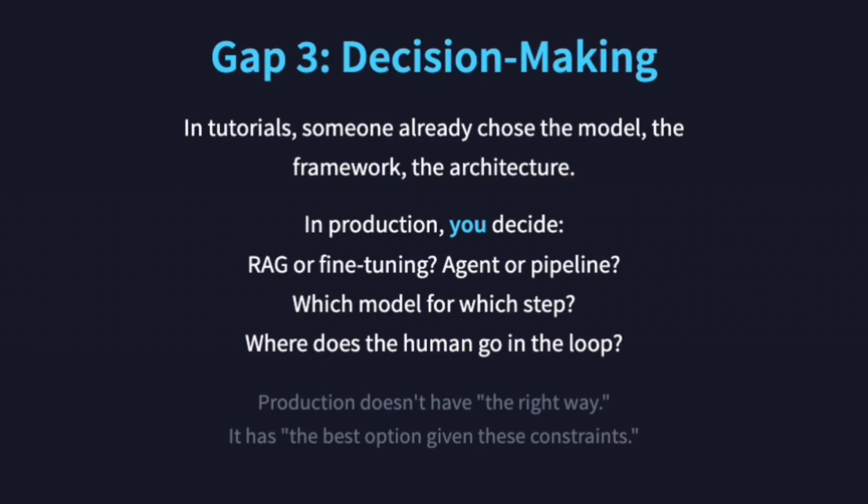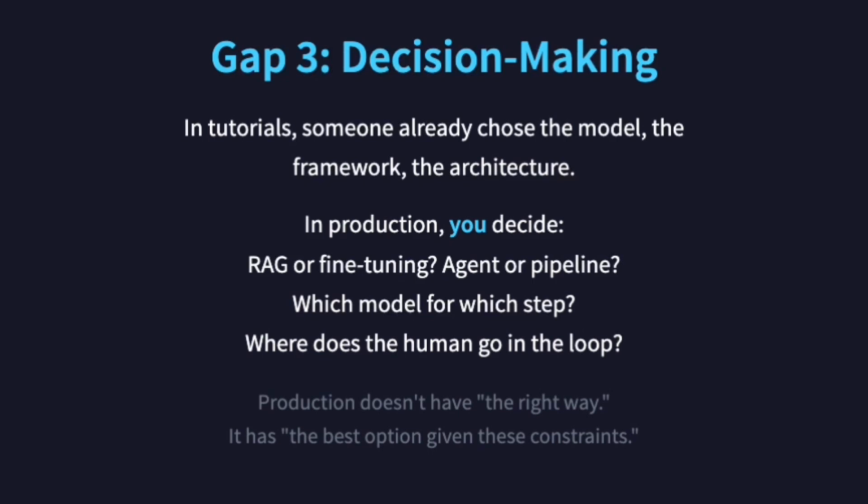Which model for which step? And how do we handle the trade off between accuracy and cost? What is our escalation strategy? Where do we put the human in the loop? Every one of these is actually a decision, and every decision has a trade off.